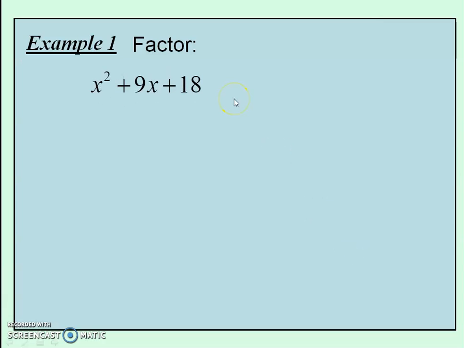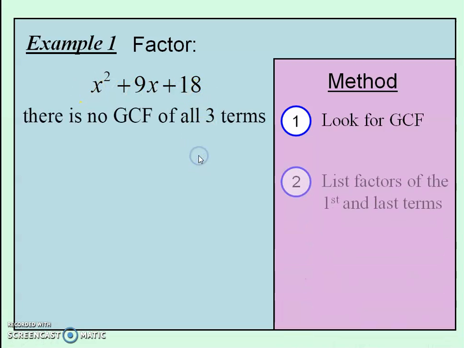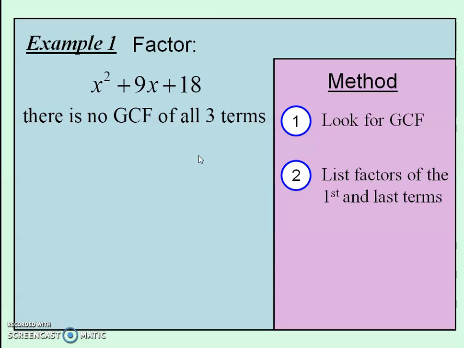Here's example 1. Factor this trinomial, x squared plus 9x plus 18. The first step is to look for a GCF. GCF means a common factor of all three terms, and here there is not one. So we'll skip to the next step. We'll list out the factors of the first and last terms.